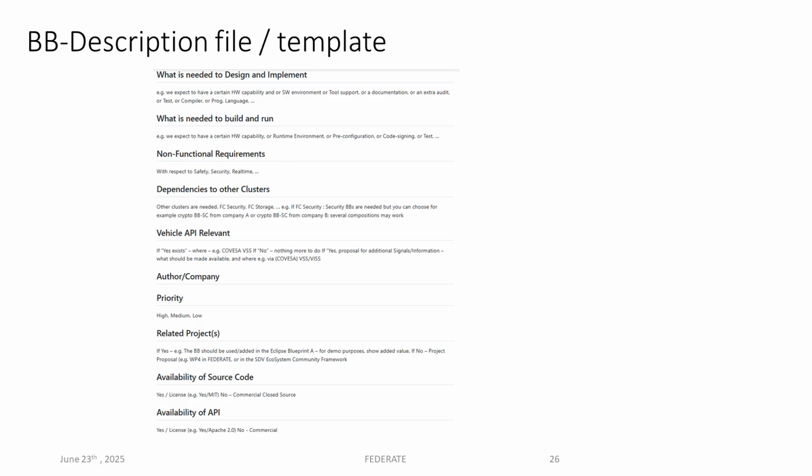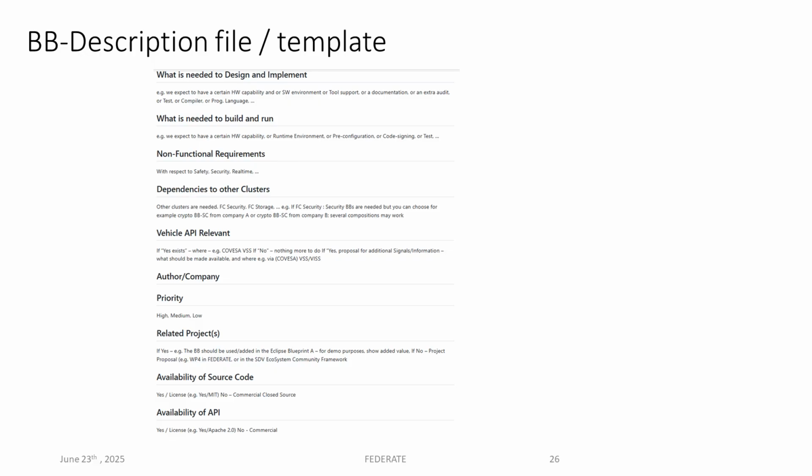Is this relevant to the vehicle API? So let's say if there is something like the COVESA VSS, for example, where you have this vehicle signal specification and your building block adds additional, let's say, signals which are not in this VSS, you can say here yes, and then we try to get in contact with COVESA or organize a contact so that we can discuss if it makes sense to push this also to this group. Then there is the author and the company who wants to work on this building block or who offers the building block if an implementation is there. Then there is a field for priority. You can say, okay, it's high priority, so I need some partners to implement or work on that.